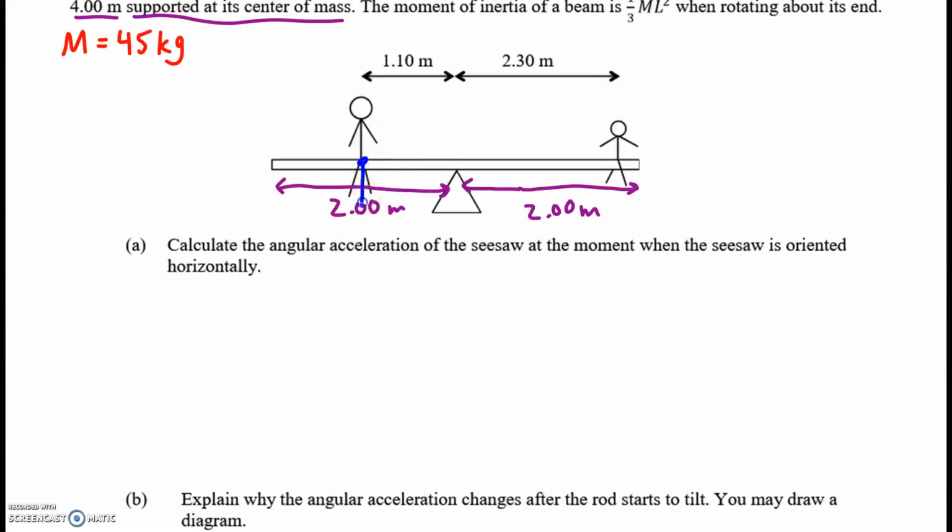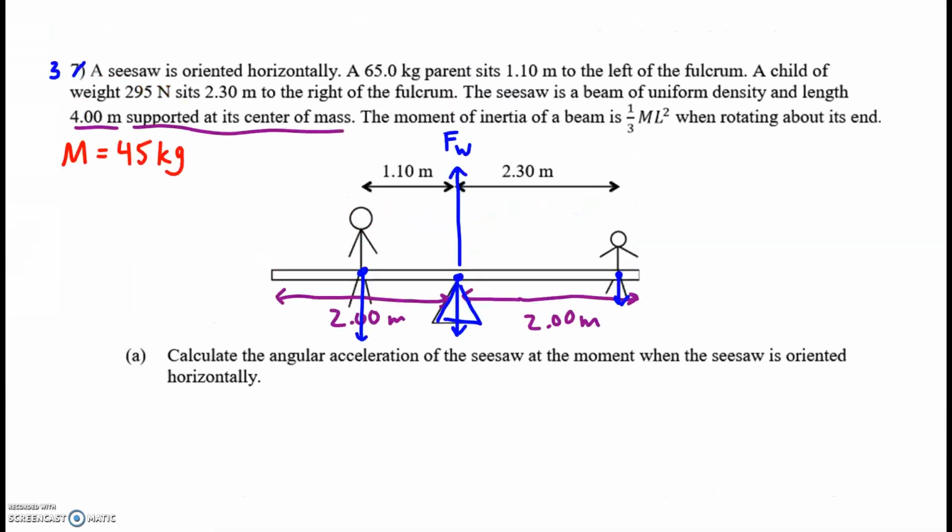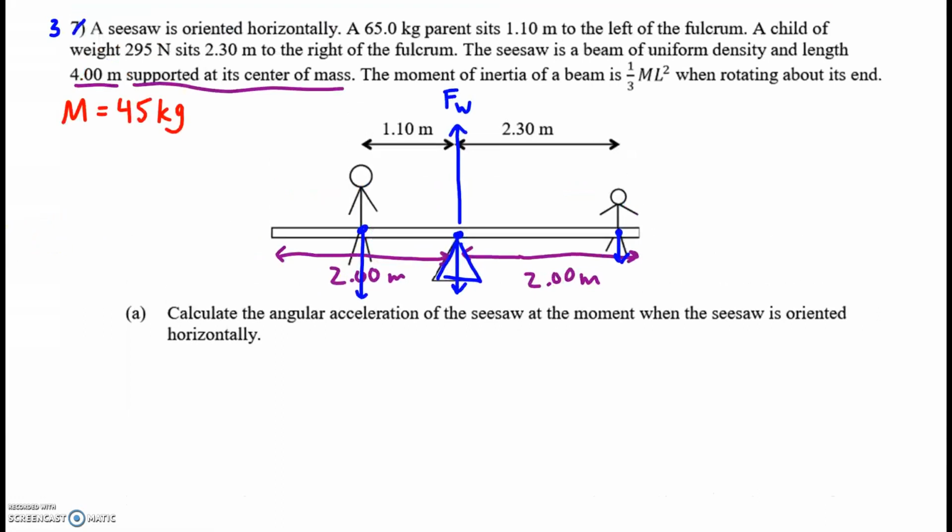Well, we know that these people exert gravity forces on the seesaw. We know that there's a gravity force for the seesaw itself. And we know that this wedge, or fulcrum, pushes up with some giant force. The gravity force of this parent is, well, what's her mass? It's 65. So we do 65 times the 9.81. The gravity force of the child is, we already know that. The child's weight, or gravity force, is that many newtons. When we multiply mg, that's the weight, or the gravity force, in newtons.